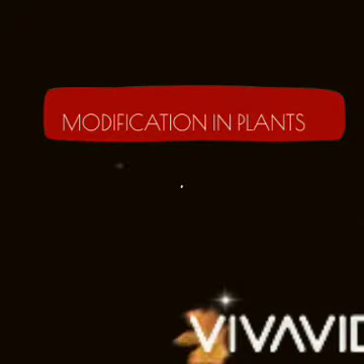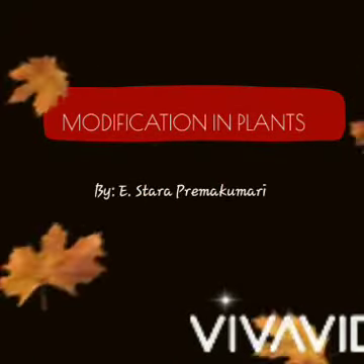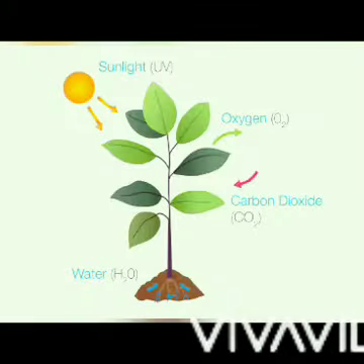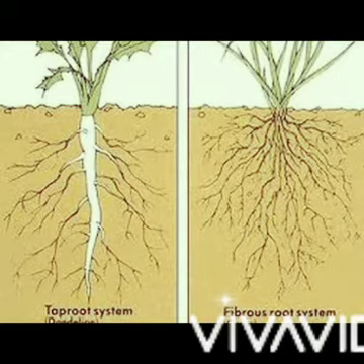Dear children, now we are going to see about modification in plants. Plants have evolved throughout time to adapt to the environment in which they grow. In plants, modification occurs in roots, stem and leaves. First, we are going to see about root modification.